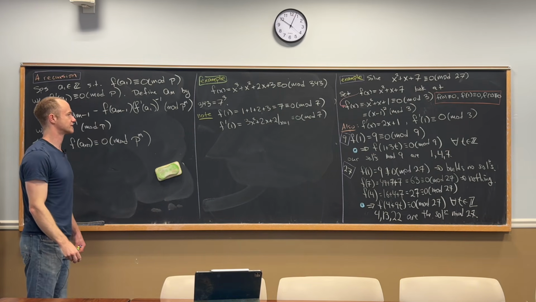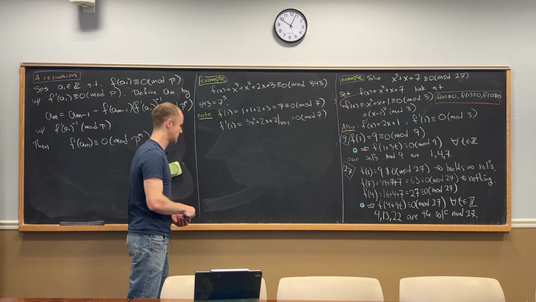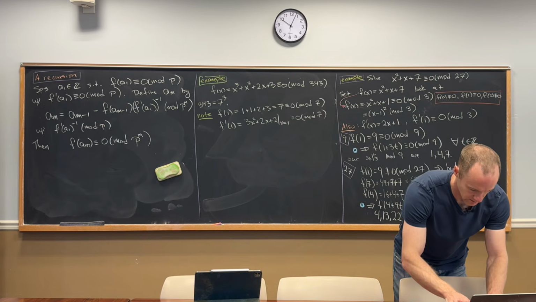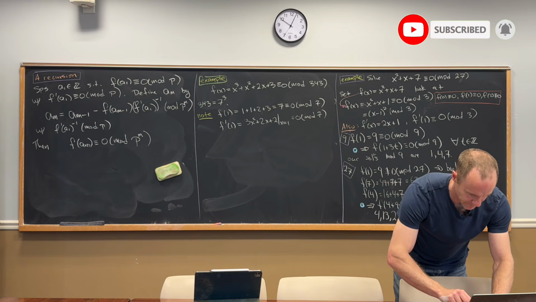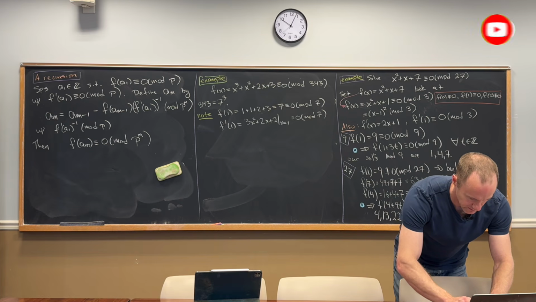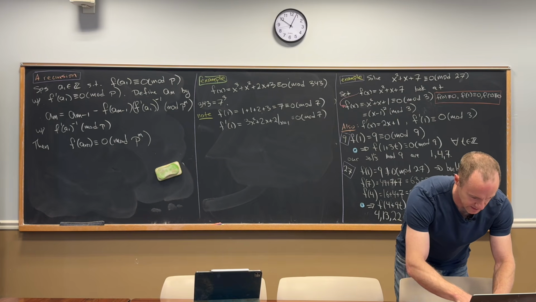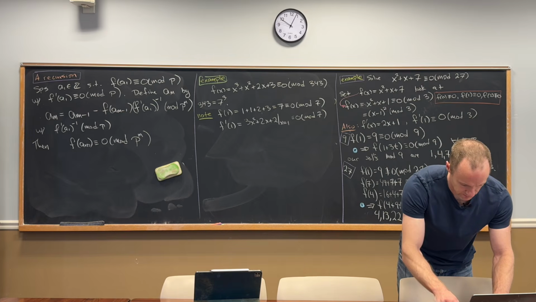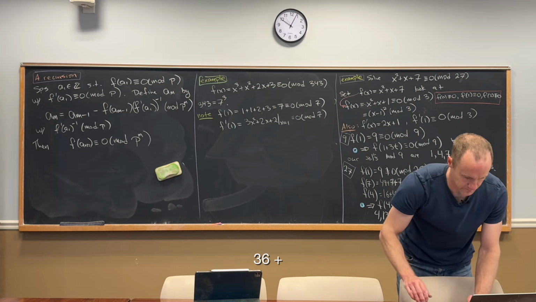So let's find another solution. Different. Yeah. Modulo 7. 8 plus 4 plus 4. Yeah, you try to find one. If you don't, I'll have it. So x cubed plus x squared plus 2x plus 3, 4.